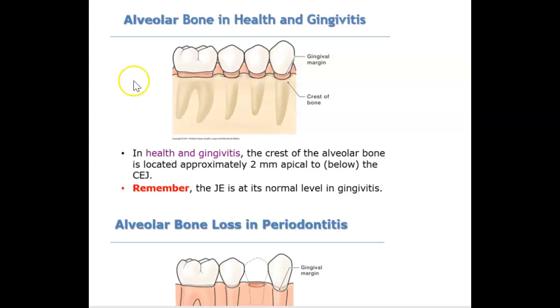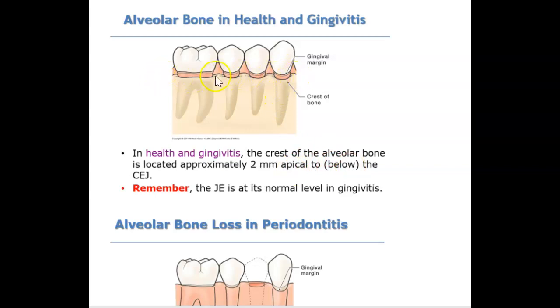All right, so now let's look at the bone. When we have a client who has a healthy mouth, or even a client who has inflammation of just the gums alone, so gingivitis, their bone would be intact. What I want you to gather from this is that in health and even in gingivitis, the bone level is intact. To be very specific, the crest of the bone is located just 2 millimeters below the CEJ, or 2 millimeters apical. Apical means below the CEJ.